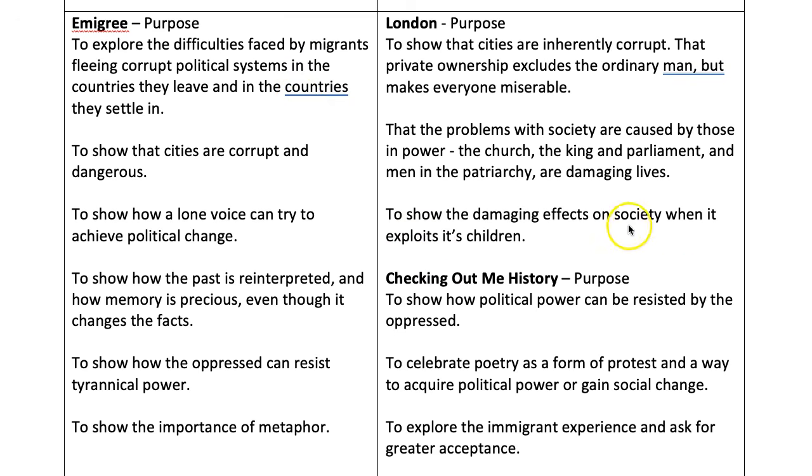To show the damaging effects on society when it exploits its children. Well, that's why this poem is all about her childhood memories, and she has been exploited by having to leave her country and become a migrant. So lots of parallels there. Similarly, Checking Out My History, to show how political power can be resisted by the oppressed. That links again to the final line of Emigree. To celebrate poetry as a form of protest and a way to acquire political power or gain social advantage.